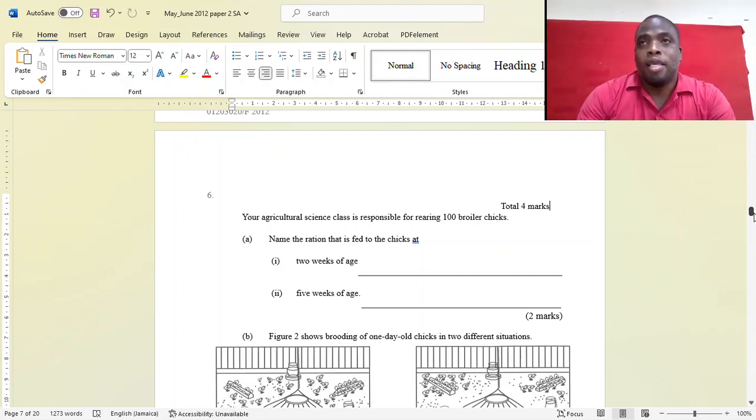We have what we call a production ration, and we have a maintenance ration.